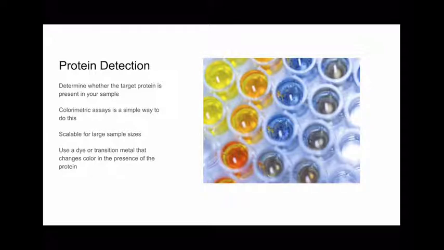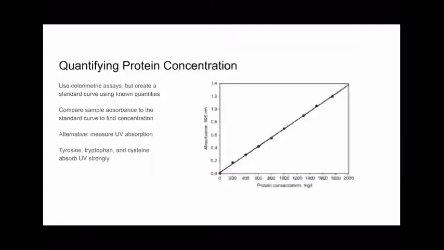Another way to determine protein concentration is to use UV absorption, which works because tryptophan, tyrosine, and cysteine all absorb UV light strongly.